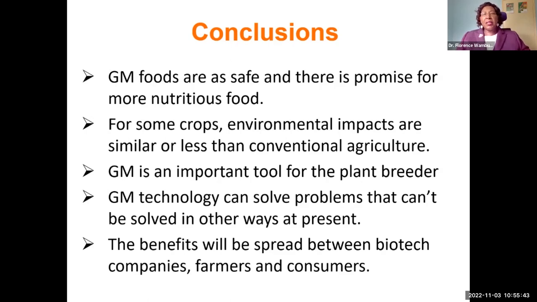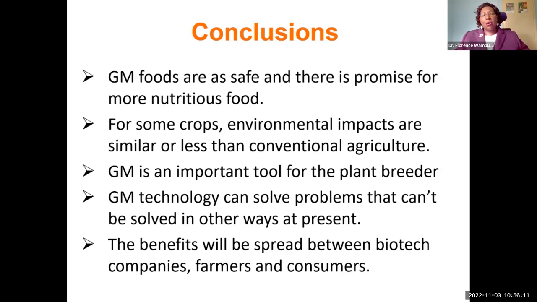So GM is an important tool for breeding. It's a breeder's tool. If you look at it as a breeder's tool, then we look at this thing more positively. It's a technology to assist breeding. GM technology can solve problems that cannot be resolved in other ways at present. For example, the work we have done on biofortified sorghum cannot be done by breeding.